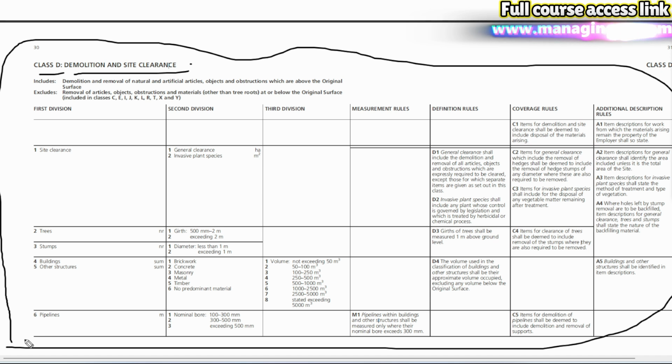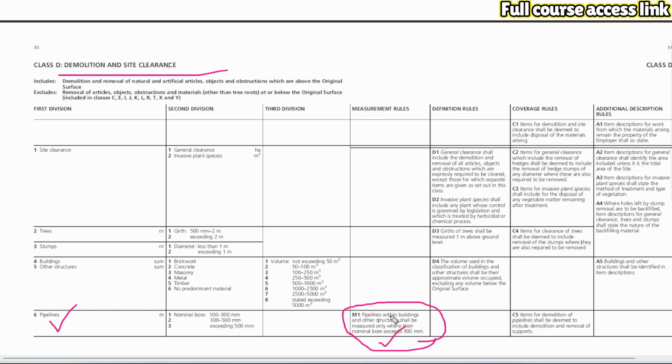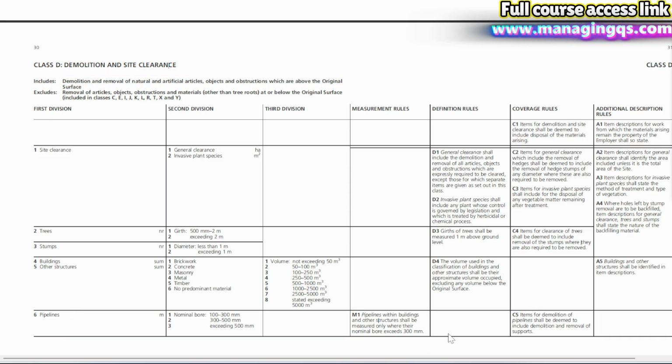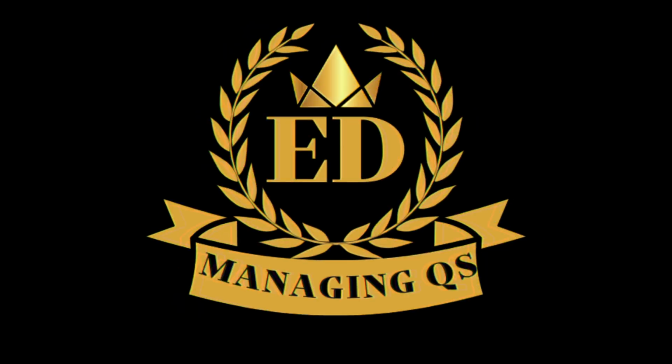Otherwise you cannot do anything. That is the complex thing in an infrastructure project, so you should understand everything. Especially in this session, we are going to discuss the measurement rule for pipeline-related demolition and site clearance. If you are doing any pipeline-related demolition and site clearance, you should consider this measurement rule. There are some ideas and strategies inside it, so we will discuss it thoroughly through this session, and I can make these measurement rules easy for you to understand.